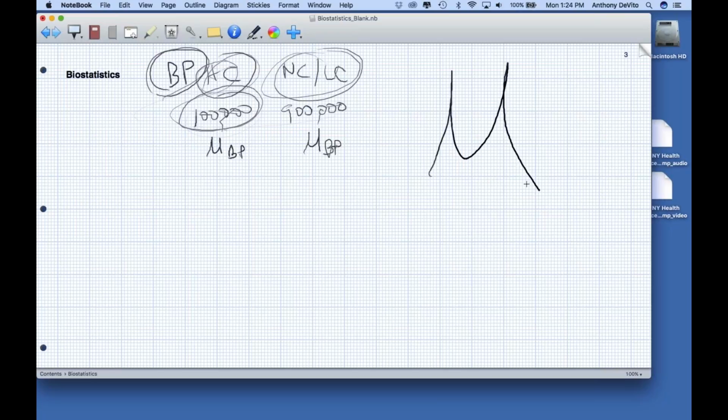How often do we know mu? We almost never know what mu is. We're never going to know what mu is. In other words, if I take this population, I'm never going to go and measure the blood pressure of 100,000 people and 900,000 people, right? That's just not going to happen. So this is something that we're never going to know for sure. That's what we want to know, but that's something we're never going to know.